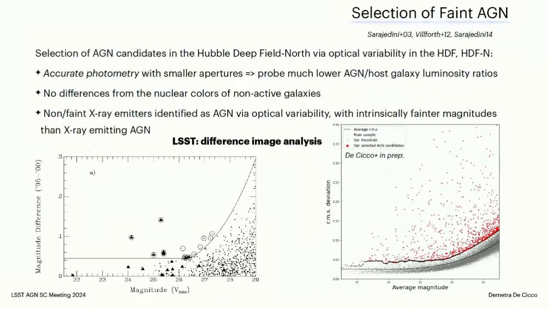Also, I mentioned that in principle, we are able to find low luminosity AGN because we all know that there is an anti-correlation between the variability and the luminosity of an AGN. Now, there are works based on space data from HST, like a series of works by Hajdinjak et al., and also this work by before.